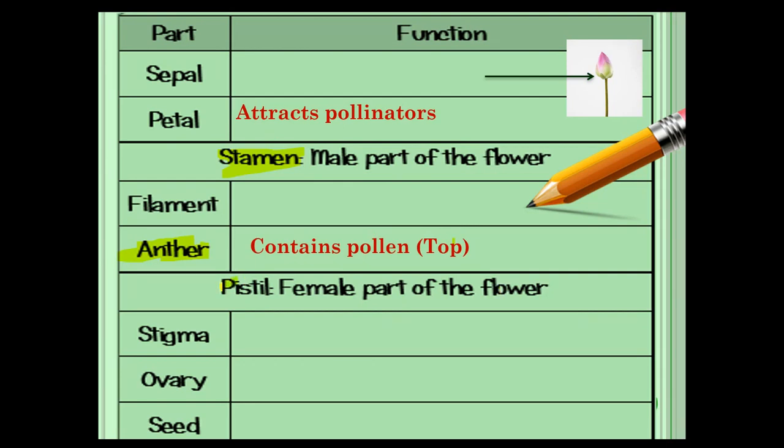The pistil is the female part of the flower. It's in the center of the flower, usually, depending on the flower, and it consists of 3 parts. The stigma, again, I'm not going to have you write it down, is just the top of the pistil. It's sticky because it wants pollen to stick to it.